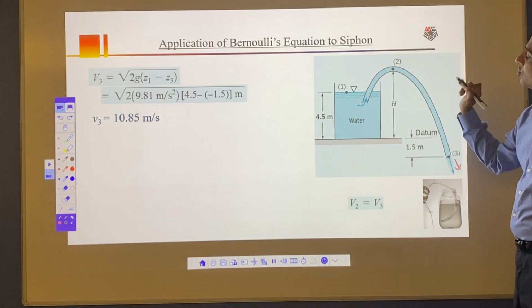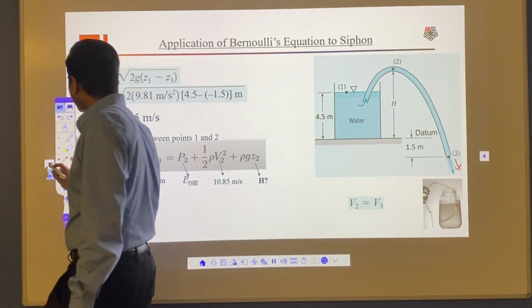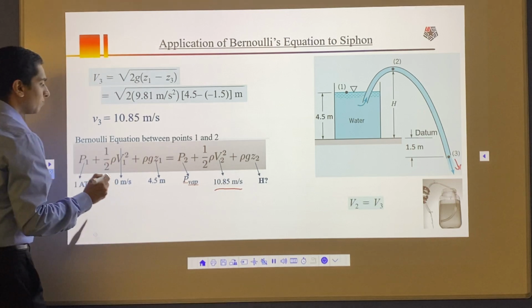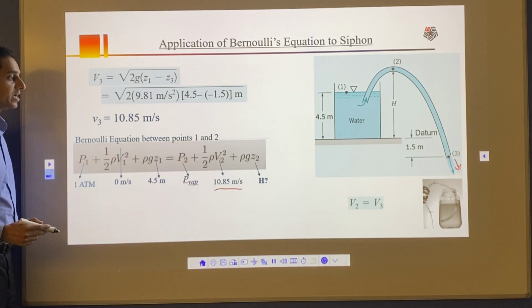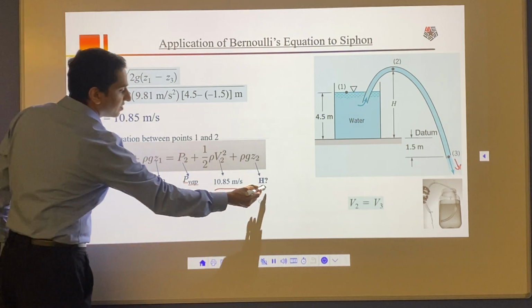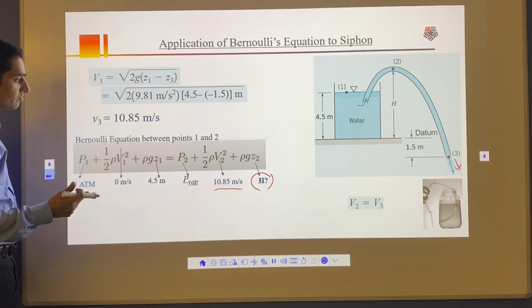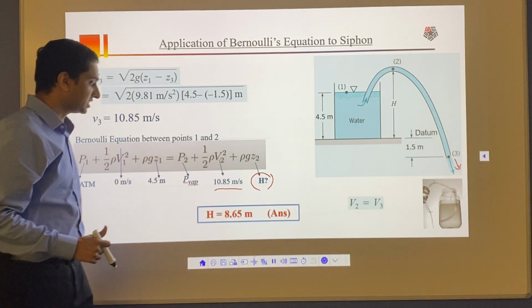It means that velocity V2 is also 10.85 meters per second. So you can use that velocity V2, 10.85, in Bernoulli's equation between points 1 and 2, and then you should be able to calculate the height, which is what they have asked. If you pause the video and run the equation, you will get the same answer as we got with the previous method, which is around 8.65 meters.